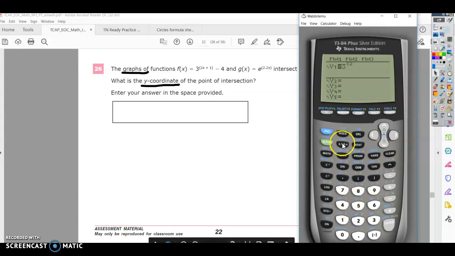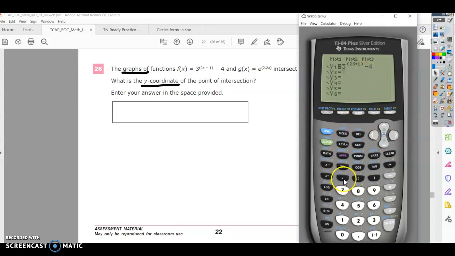So 2x plus 1. Close my parentheses. And then I need to arrow back down to where it's back to a big number. If you don't, it will not be the same function. So minus 4. And then check it, 3 to the 2x plus 1 minus 4. That looks correct.